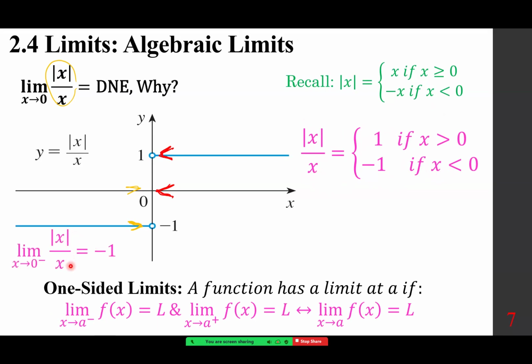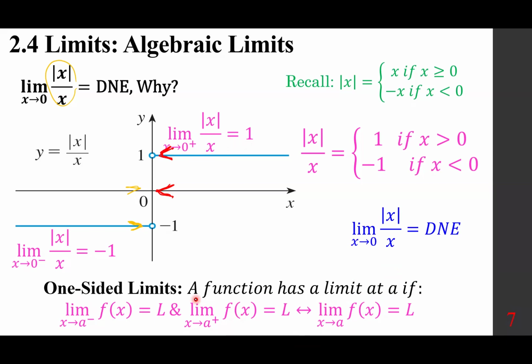And therefore, the limit of absolute value of x over x as x approaches 0 from the left is -1, as it was mentioned graphically. And the limit of absolute value of x over x as x approaches 0 from the right is +1. Since these two are not identical according to the one-sided limits, the limit does not exist. The limit does not exist. And that's extremely important to know.